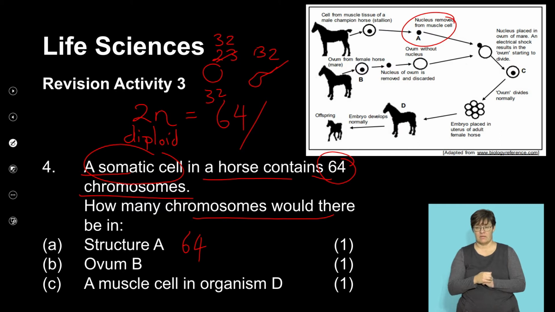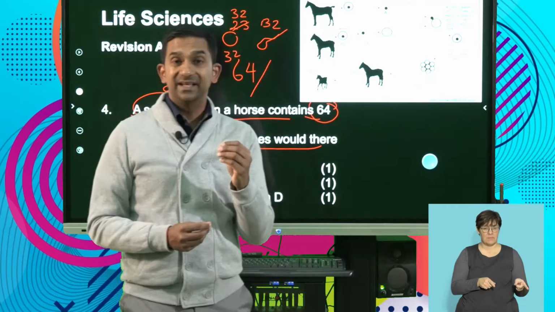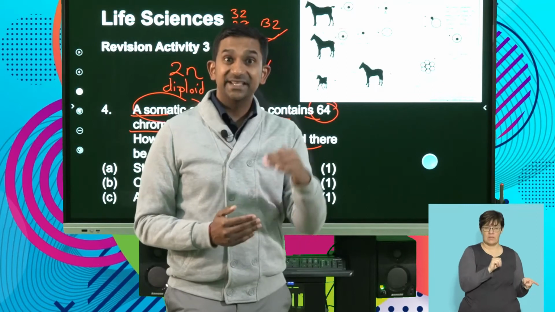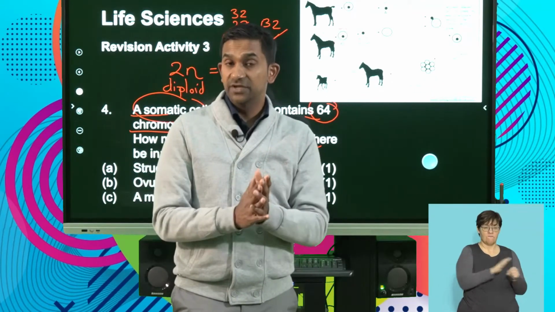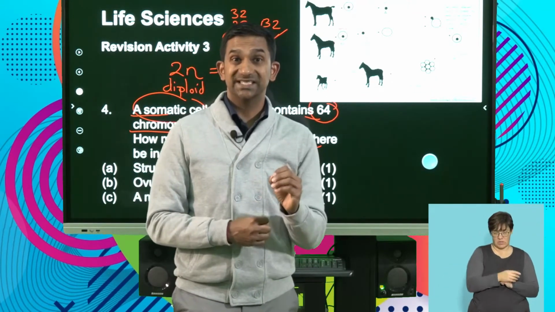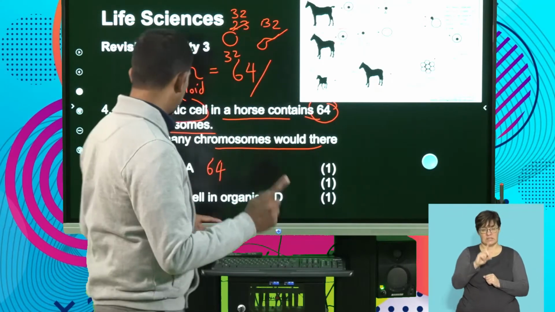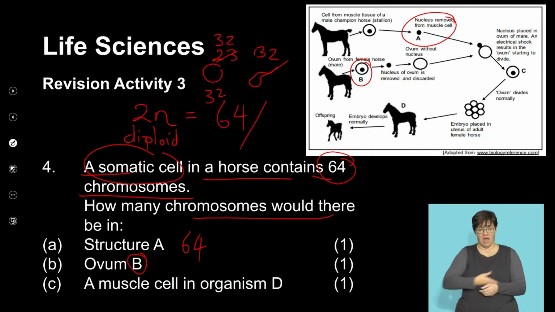The next cell that they point to is Ovum B. And Ovum B, again, is from a horse, same species, but an ovum is a cell that has half the full set of genetic information. Because it is a haploid cell, we know that it should have half that number. In this case, it would have 32 chromosomes.